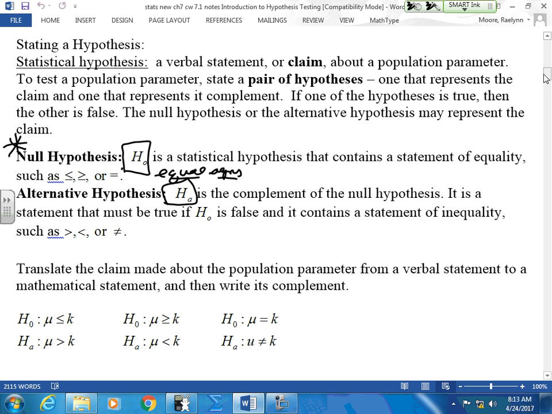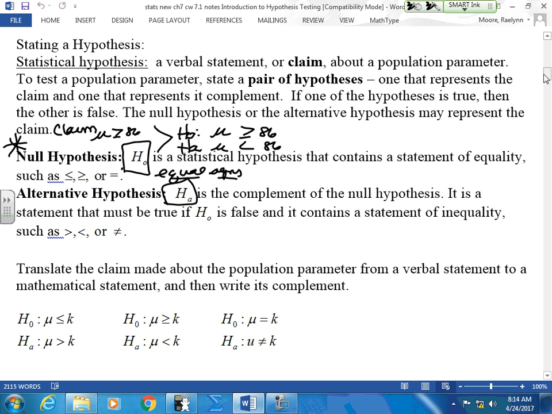So if I say the mean average in this class is greater than or equal to 86, because this has an equal sign, this will be my H0. This also happens to be my claim. My claim is the mean is greater than or equal to 86 on the test averages. Because it has an equal sign, that's my H0. I have to make a pair of these. My HA is the opposite of this. So if it's not greater than or equal to, what else could it be? Less than 86.